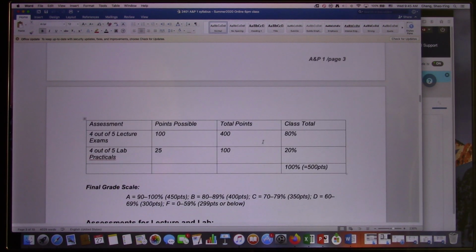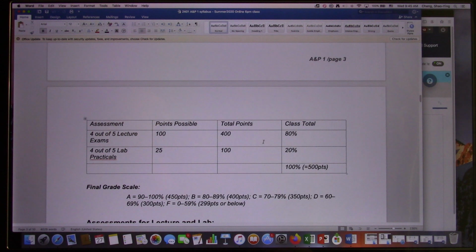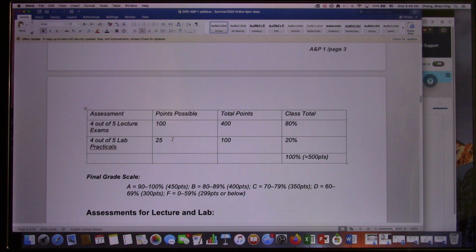Let's look at the grading system, how to get an A in this class. In this class, we have 5 different units. In every unit, we have one lecture test, which is made of multiple choice only, and one lab practical, which is made of fill in the blank. Every unit, you have 100 points from your lecture and 25 points from your lab practical. So for every unit, you can have 125 points.